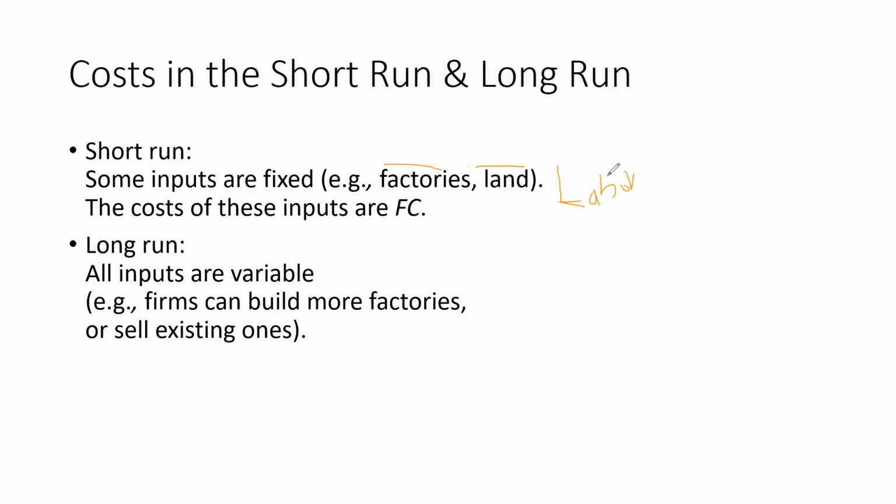Okay. As long as you have some input that is fixed, we say you are in the short run. In the long run, all inputs are variable. So you are actually in the long run where all your inputs can be varied as you produce more. You can sell your factory, you can build more, and so on.